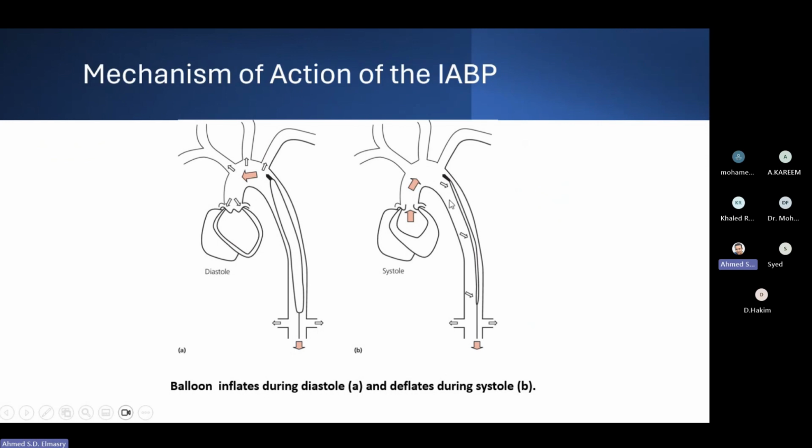And what will happen during the balloon deflation, which is during the systole, it will create negative pressure inside the aorta, and this will create a vacuum, and this will decrease the afterload of the heart, and also it will help the failing heart in order to eject the blood during the systolic phase. So this is the mechanism of action of the intra-aortic balloon.